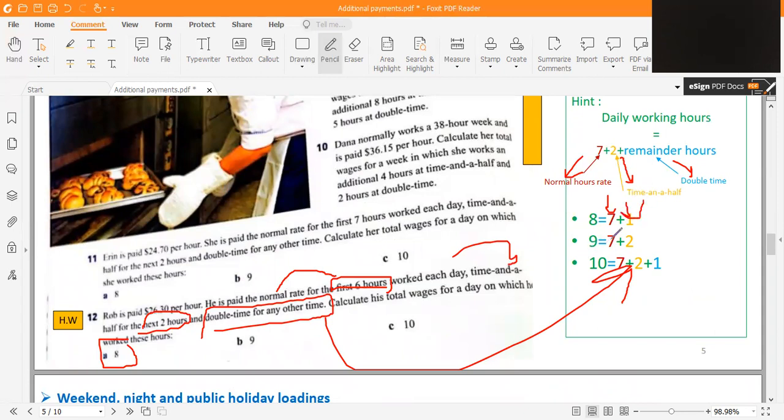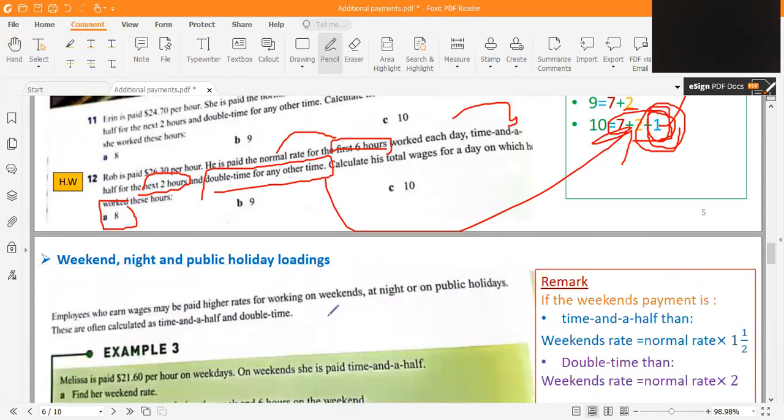Okay, 9 equals 7 plus 2, because we have 2 here at time and a half. So 10 can be written as 7 plus 2 plus 1, where the 1 refers to the number of hours paid as double time. Okay, so it is very easy to complete the exercise from here.